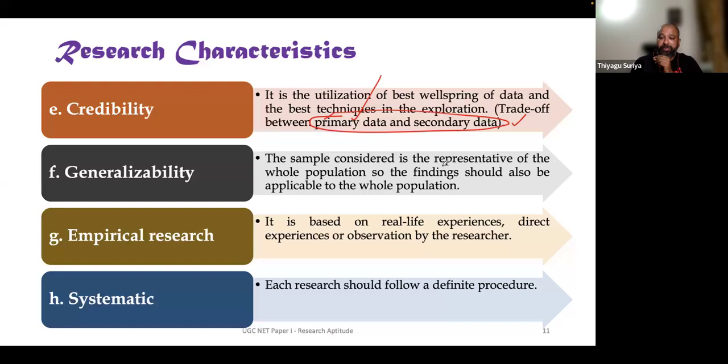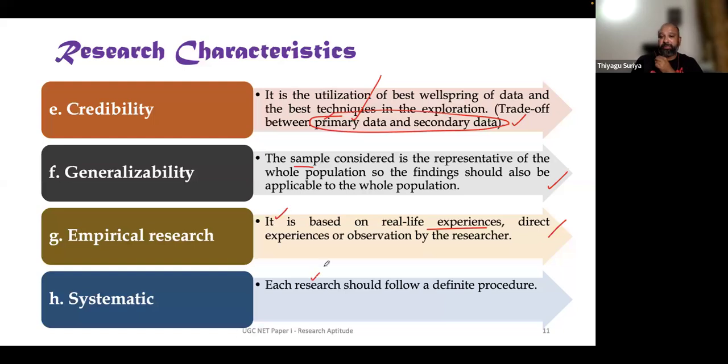The sample is considered, because how can it come to generalization? If you are taking the sample from the proper proportion of the population, then automatically your findings will be generalizable. And empirical research is based on real life experience, direct experience and observation by the researcher. We are doing social science research, our sample is human beings, so we need to be very careful in data collection and observe properly. Otherwise, some kind of bias can happen. That is the reason we need to concentrate more on empirical research.